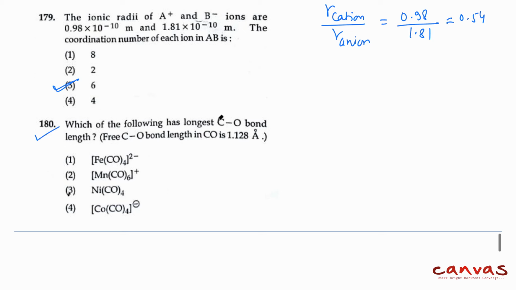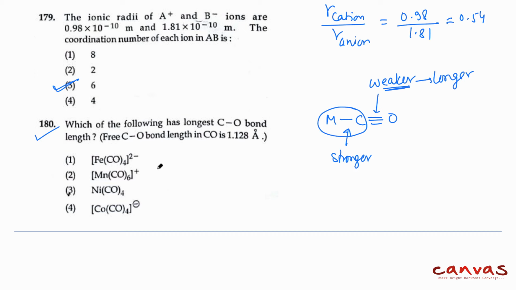And the last question, CO bond. As the negative charge increases, the metal becomes more rich, so it can have better bonding with the carbonyl. So the metal carbonyl bond becomes stronger, so the CO bond becomes weaker. We have to find the longest bond, so obviously the metal carbonyl bond should be strongest. If that bond is strongest, only then the CO bond will be weaker, so it will be longer. So negatively charged structures. Okay, so that was the quick solution.